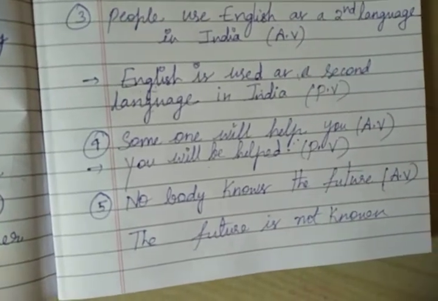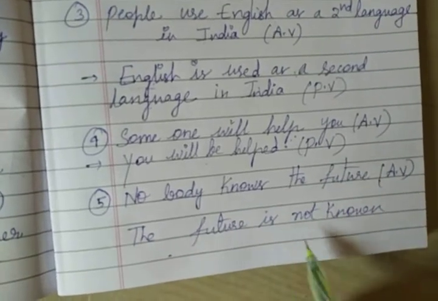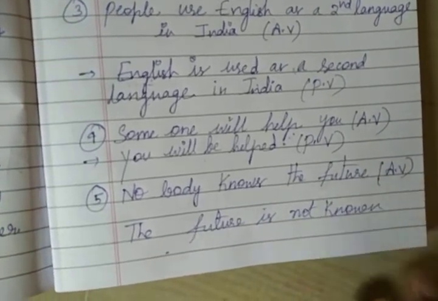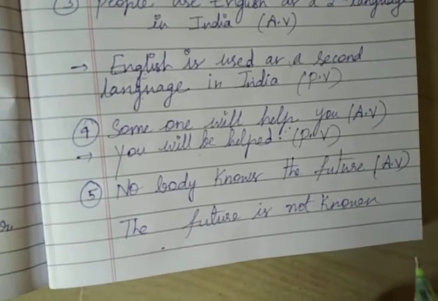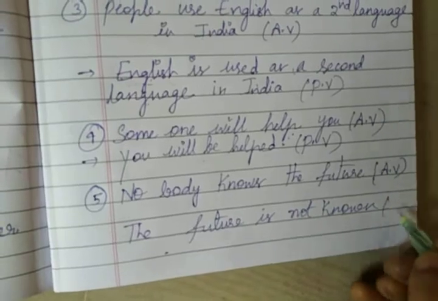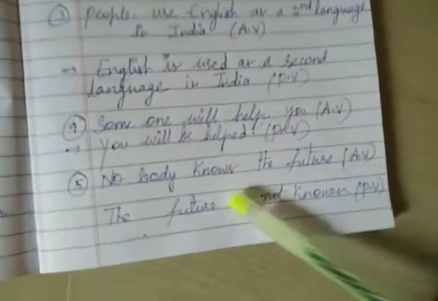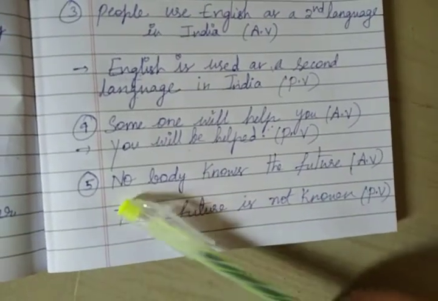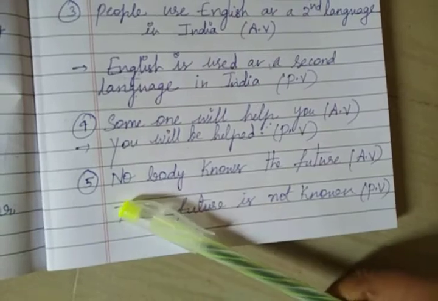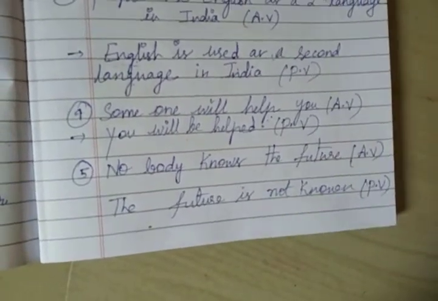The future is not known by anyone. No need to write that. The future is not known. Simple. It's in passive voice. "Knows" should become "known", the V3 form. As it is "nobody", "no" is a negative form. So here, not: the future is not known.